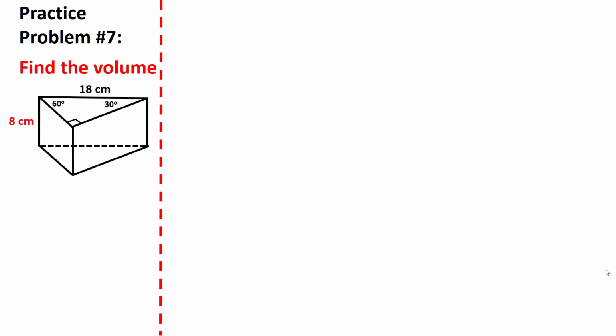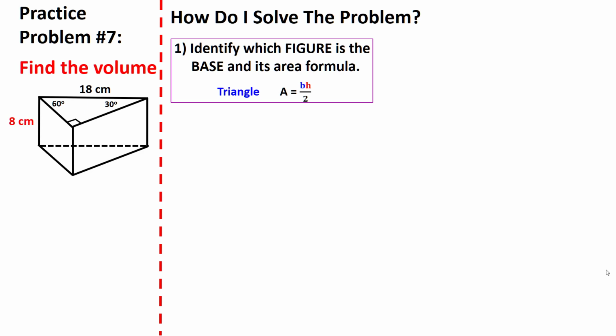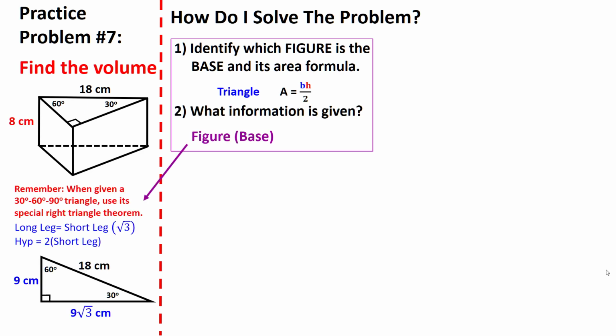Problem 7. Find the volume. How do I solve the problem? First, I identify which figure is the base and its area. In this prism, the base is a triangle. Second, I write down the given information. For this problem, the right triangle is a 30, 60, 90, so it's a special right triangle. Therefore, I will use a special right triangle theorem. After using the theorem, I get the base 9 radical 3 and the height 9.